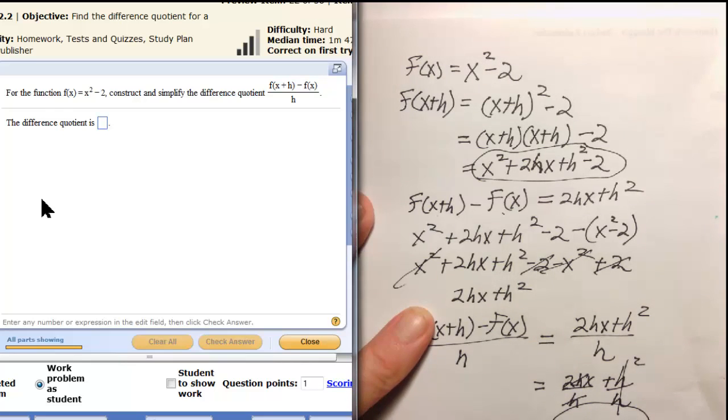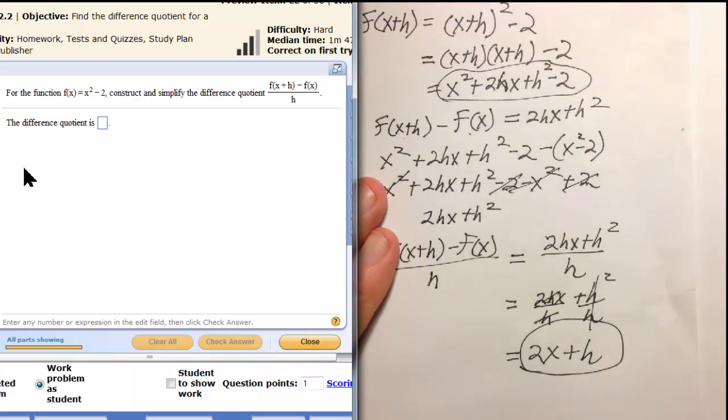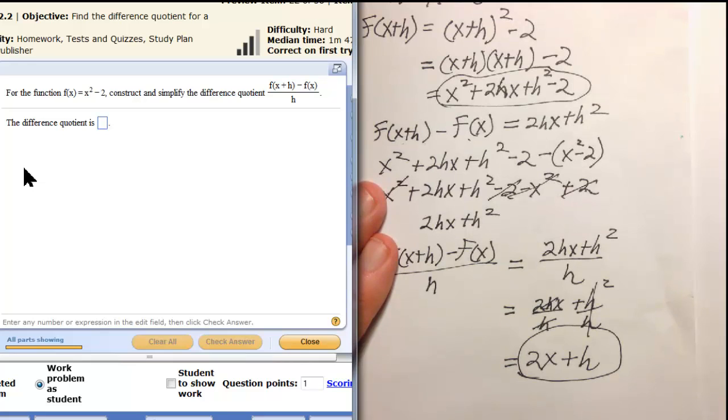Now in calculus, you'll look at this. You'll look at the h getting smaller and smaller and smaller until it's not even there anymore. But you're not in calculus yet. So the answer we're looking for is 2x plus h.